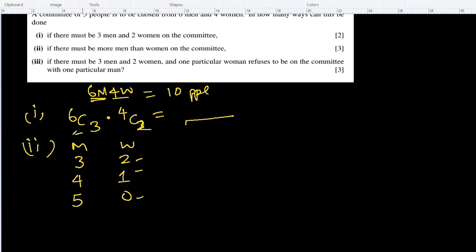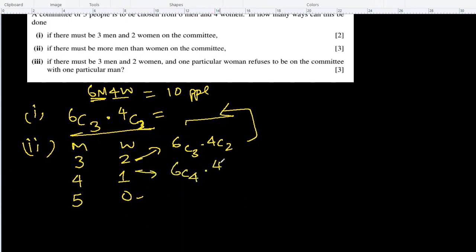Just like we did in part 1, we'll count them one by one, how many selections are possible. The first answer is already there: 6C3 times 4C2. Now the second one will be 6C4 multiplied by 4C1, 4 men, 1 woman. And the third one will give us 6C5 multiplied by 4C0. So whatever number the answers give individually, that will be the answer.